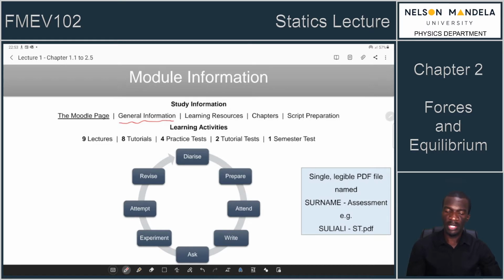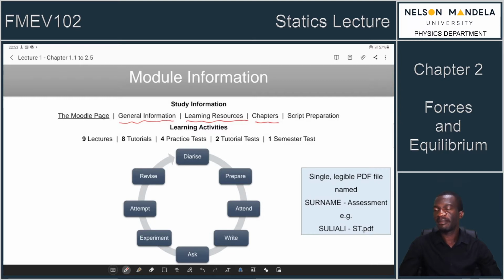Then we've got learning resources. So there's a very nice table there that summarizes the data sheets that are necessary for this module. So make use of that. The chapters have the content and the lectures. So for instance, for every lecture link, you've got a link to the MS Teams meeting. So if you did not get the email, you can just click there.